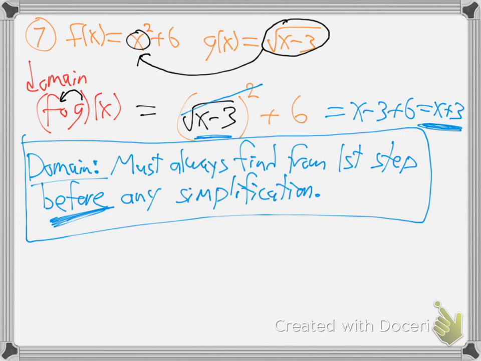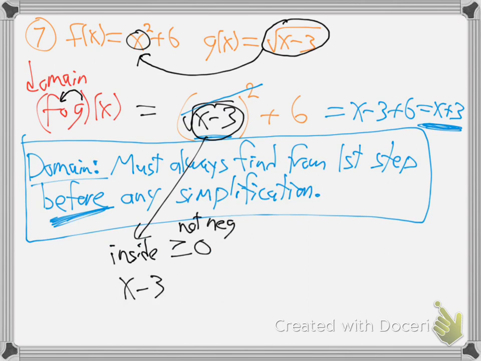And domain is all about what would be hard for the function. So you have to always go from the first version. And in the first version, we have a root. And what have we learned? What did we say about roots with domain? The inside of any root has to be greater than or equal to 0, not negative. So x minus 3 greater than or equal to 0, so that means x greater than or equal to 3.